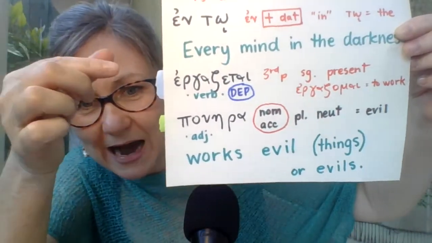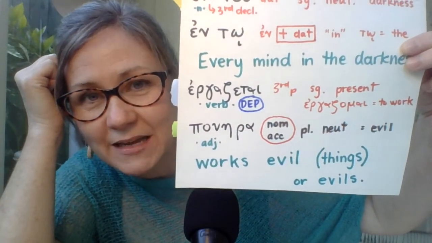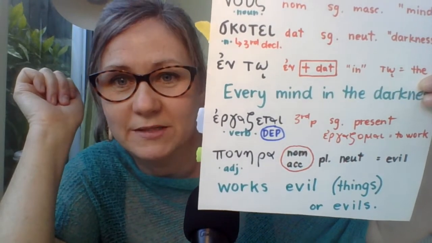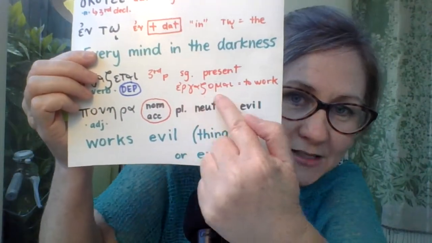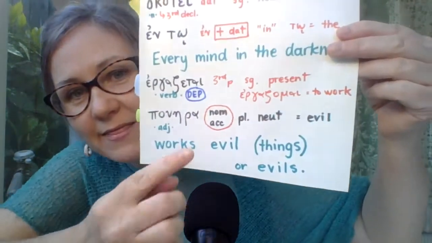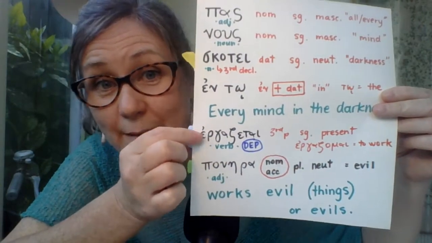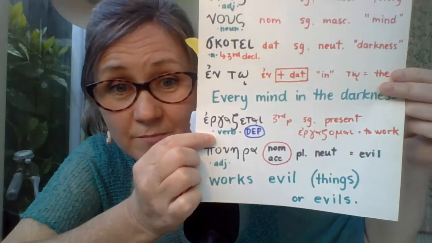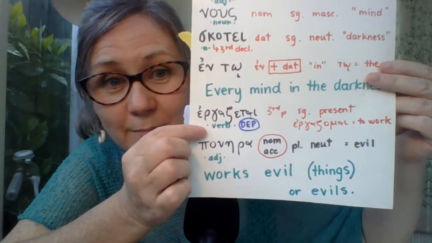So every mind that is in the darkness, what? Let's look for a verb. Aha, we find one. Ergazetai. If you have your verb endings memorized, then you'll quickly know that's one of our deponent verbs, like erchomai. And this one happens to come from the deponent verb ergazomai, which means to work. But the ending tells us that it's a third person singular present. Well, that makes sense because it goes with mind. So every mind in the darkness, what's it verbing? It's working, works, or is working. It's in the present.